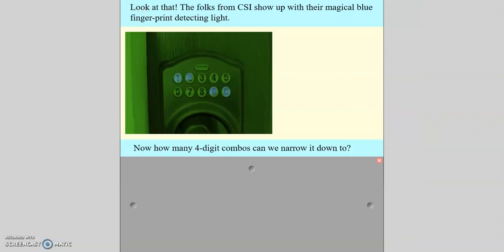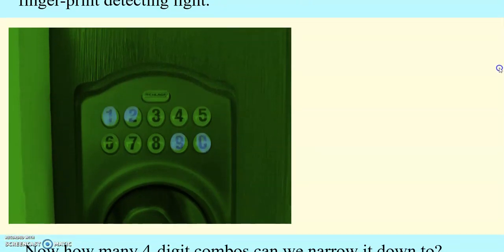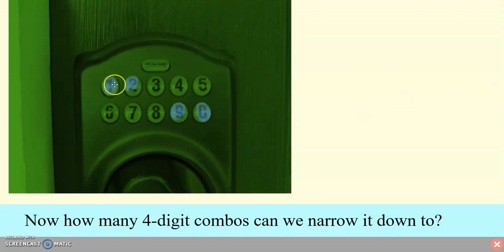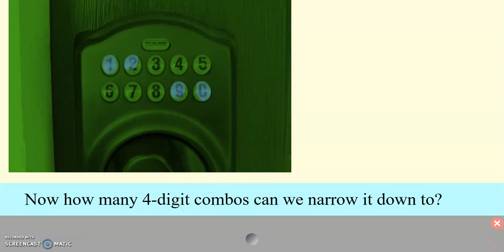Let's say I call my friend, though, that works for the crime scene investigators, CSI. They use their magical blue fingerprint detecting light, and I can tell there are fingerprints on these 4 buttons, 1, 2, 9, and 0, which means those are the buttons that they press when they get into their house to use their combo. Now, how many 4-digit combinations can we narrow it down to?